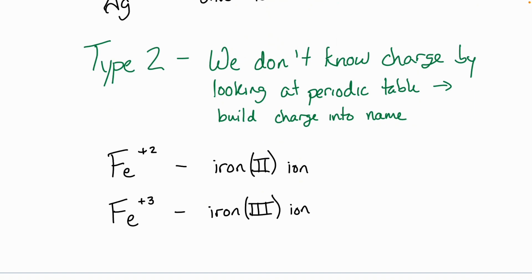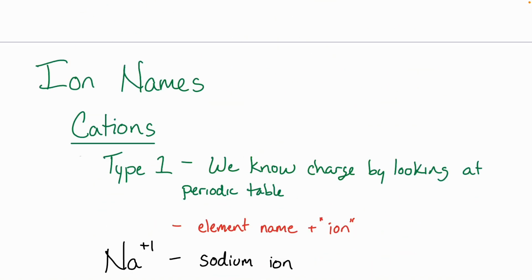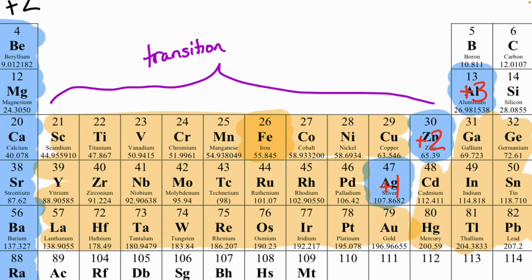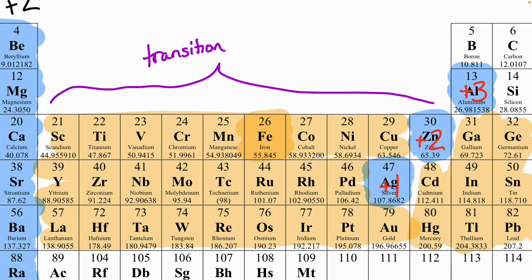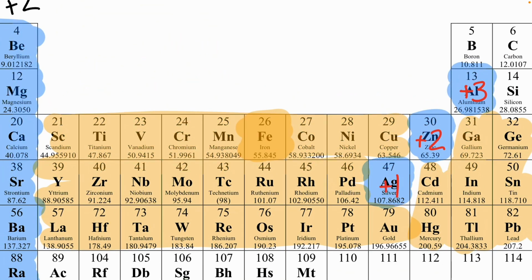Okay, so I don't know the charge just by looking at the periodic table. So when we name these ions, we're going to build that charge into the name. Okay, so let's just do another one. Everybody take a second and name these ions for me.